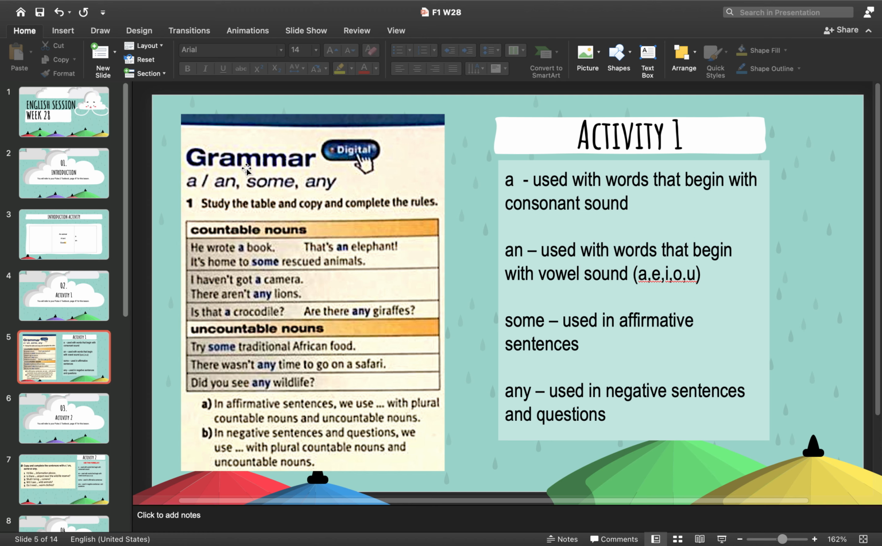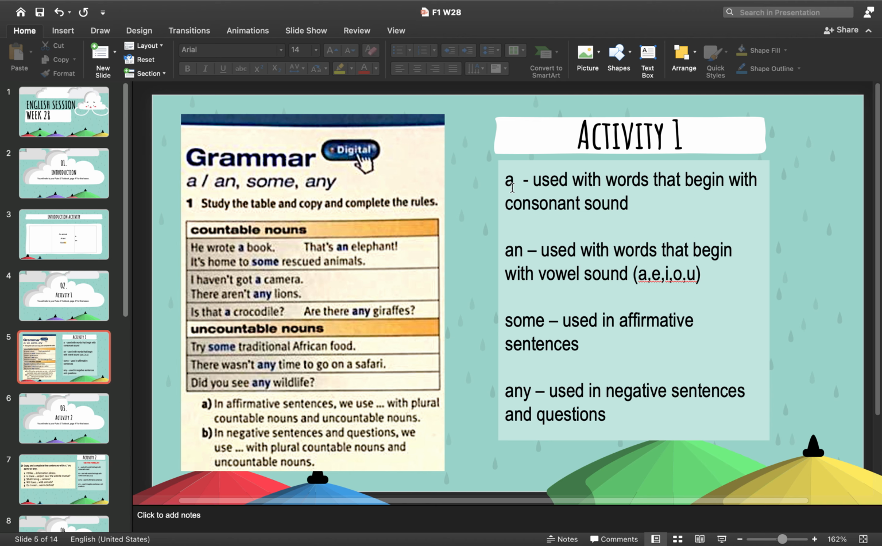So our focus is going to be on grammar. We're learning a, an, some, any. Okay, kita akan belajar 4 ni. Macam mana nak pakai 4 benda ni. Okay, dekat kolom ni dia bagi countable nouns dengan uncountable nouns. But it can be quite difficult. So let's check out this part which I've created for you.